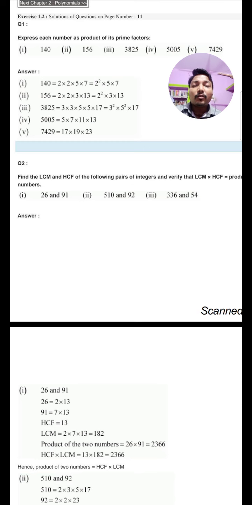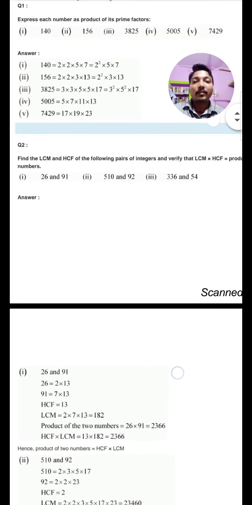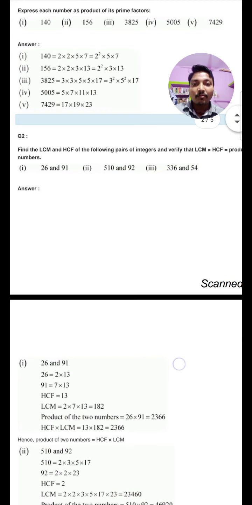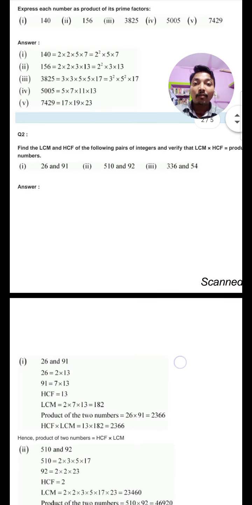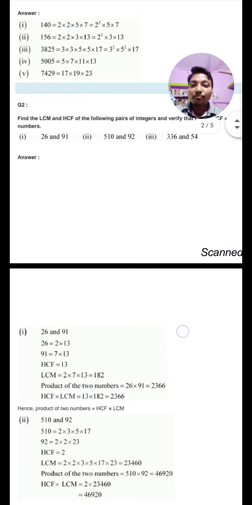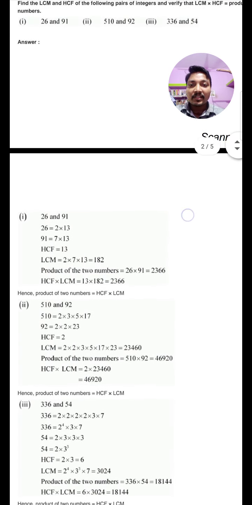See, here two things are asked. First, you have to find the LCM and HCF of two numbers. Second, you have to verify whether the product of their LCM and HCF is the same as the product of the two numbers or not. So I am doing one question for you, and I hope the second and third questions can be done by you. Okay, so everyone show your attention towards question number 1.